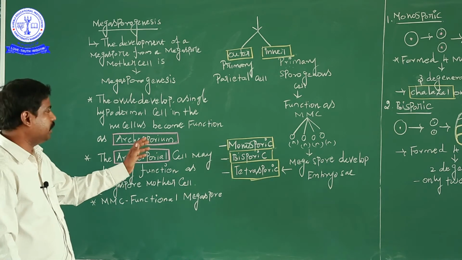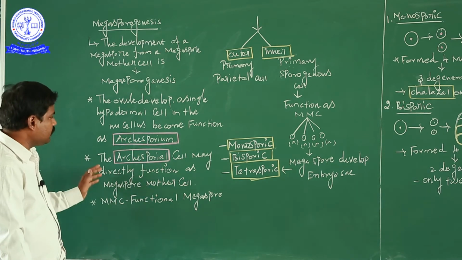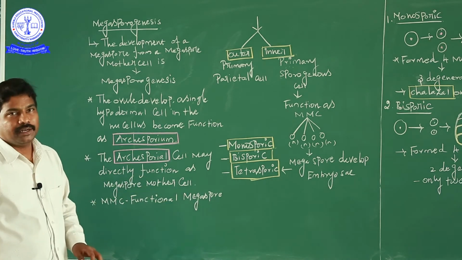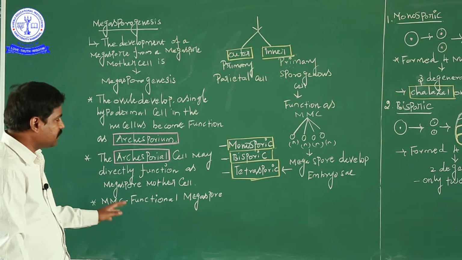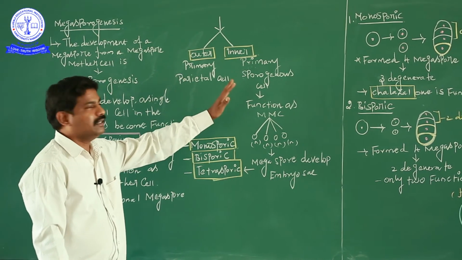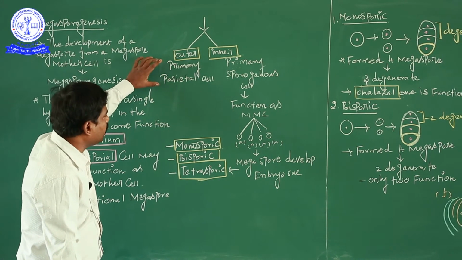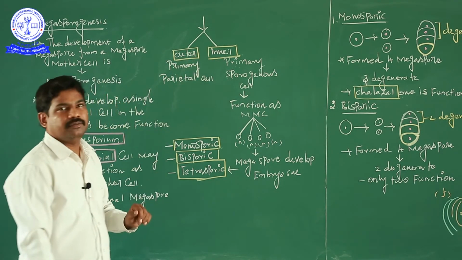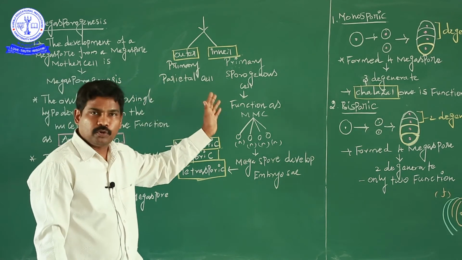Very important: the nucellus functions as the archisporium, and the archisporial cell may directly function as the megaspore mother cell. It is divided into two characters, outer and inner. Outer means the primary parietal cell, and inner means the primary sporogenous cell.